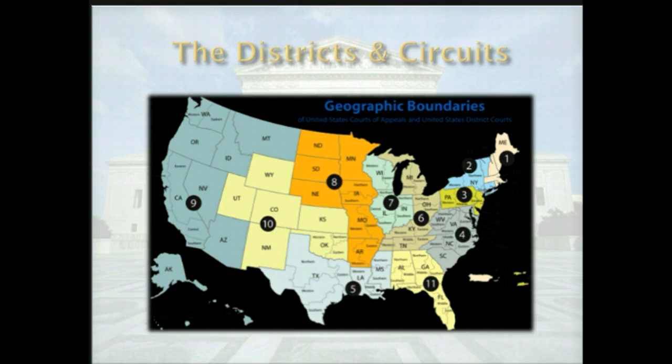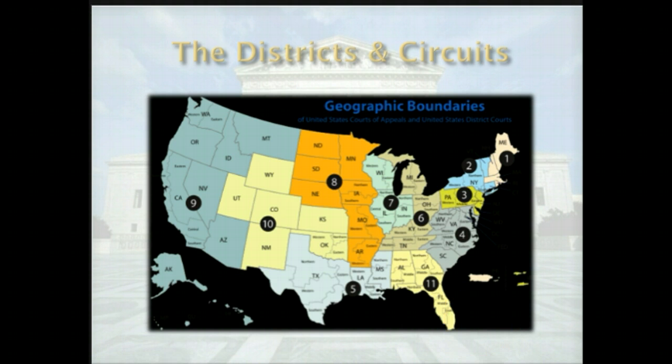The federal court system is divided into districts and then circuits. Districts are the lowest level of the federal court system, so lower district courts. Each state has at least one district. The larger the state, the more districts it has. Like you can see, Texas has 4 districts here. Texas is a big state. Virginia is divided into 2 districts, so we have 2 federal courts in the state of Virginia.